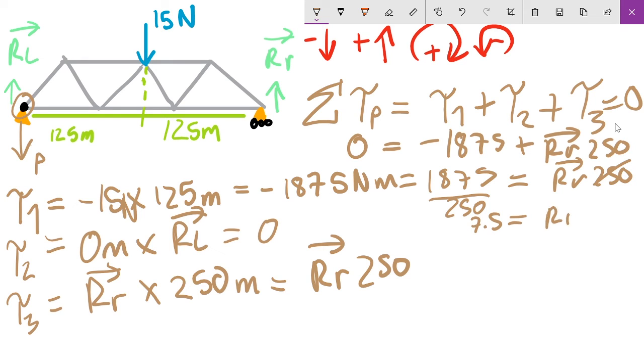So we get 7.5 newtons for RR. That's the reaction force from the right, 7.5.